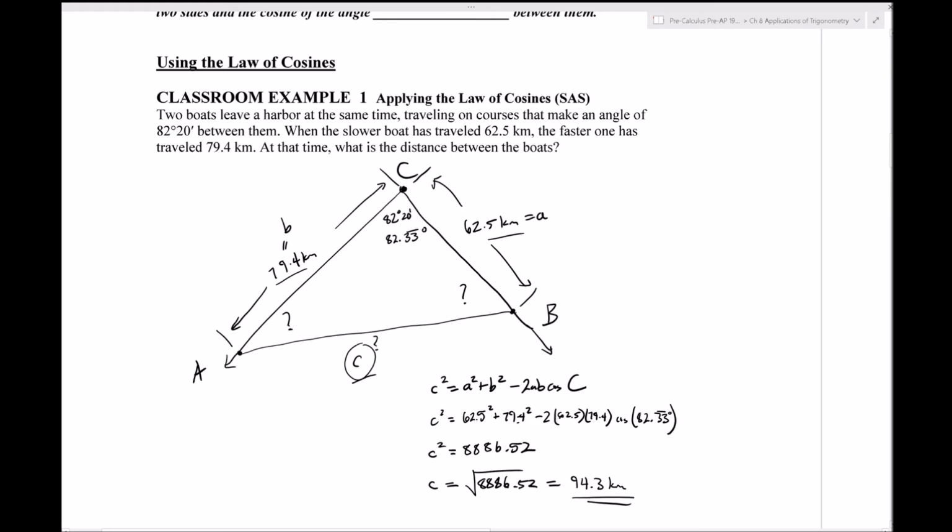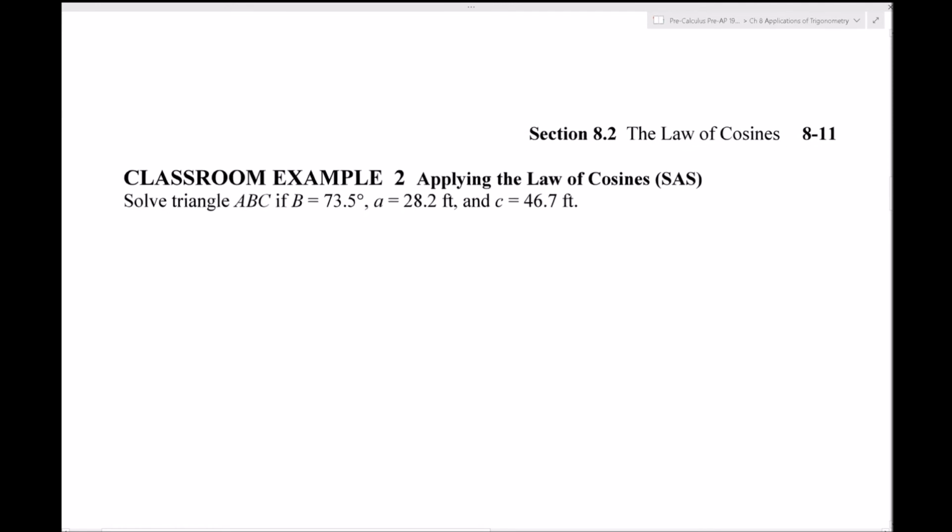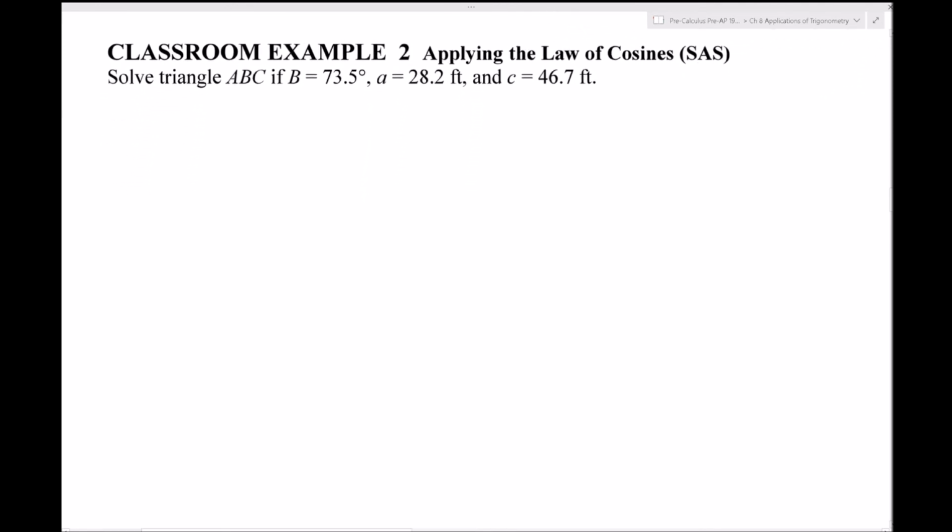If they say solve the triangle, so we already have little c, then in order for me to find one of those angles, I might want to resort to the law of sines. That's where I compare pairs of opposite sides and angles. So I would use sine of big C divided by little c equals sine of big A over little a, and you can solve for big A. And you'd have to take an inverse trigonometric function to get that done. And I think they're going to ask us for that for example 2. So let's try that. Solve triangle ABC if B is equal to 73.5, little a is equal to 28.2 feet, and then little c is 46.7.